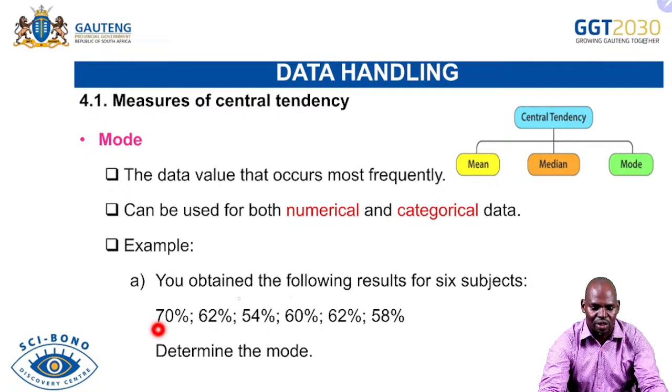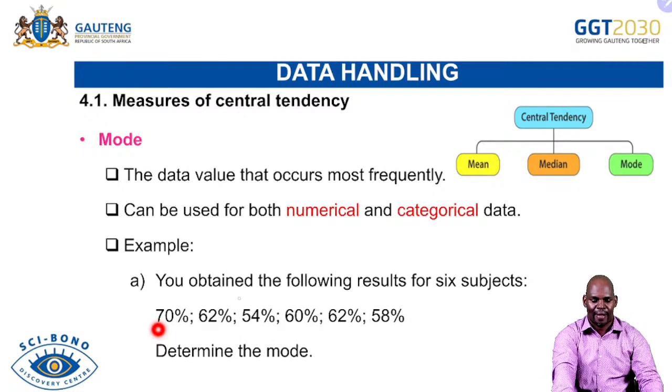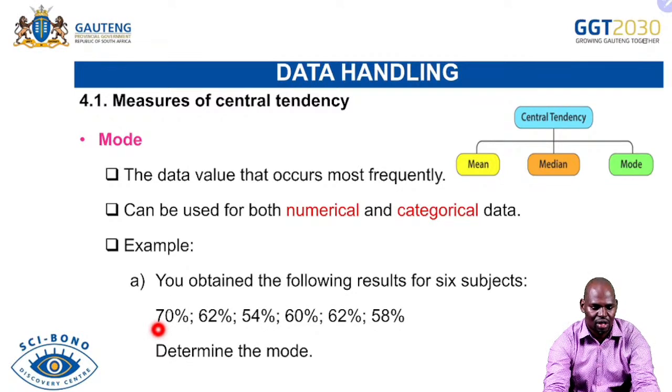We need to check which number appears the most. For this one we don't need to arrange it, boys and girls. You can just do some observation and check which number appears the most. If we look at 70, there's only one 70. Then when we look at 62, we've got 62, we've got another 62 there. So 62 appears 2 times.